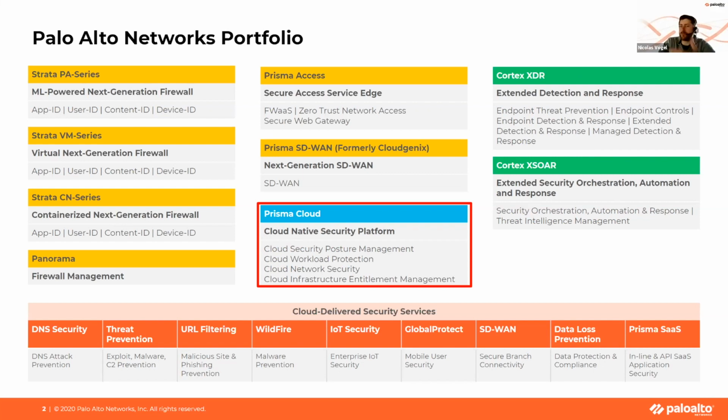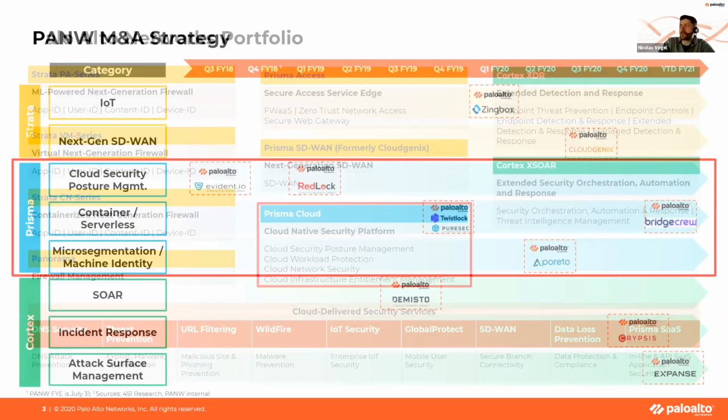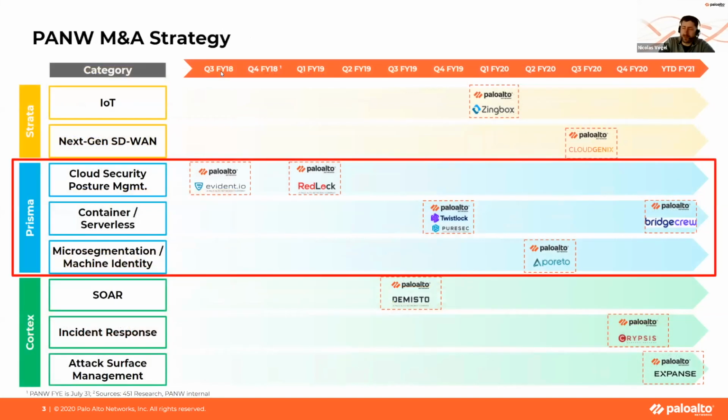The way we built and developed the Prisma Cloud offering, we started more than 3 years ago now, in the third quarter of our fiscal year 18. We just started quarter 4 of our fiscal year 21. So it's more than 3 years that we started with acquisitions, and we made acquisitions in different areas.